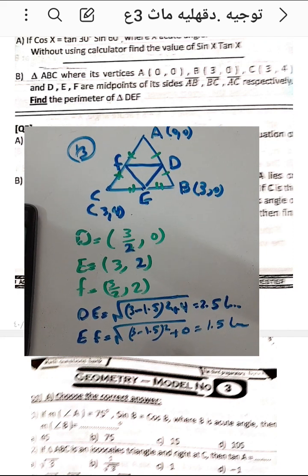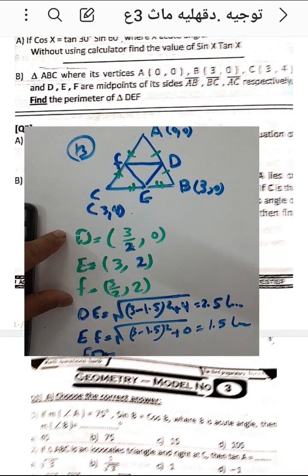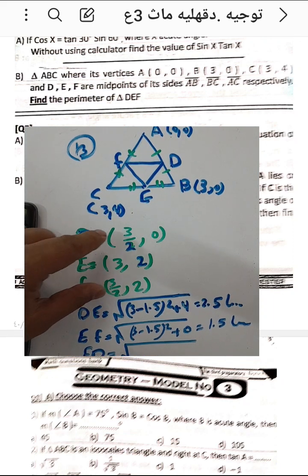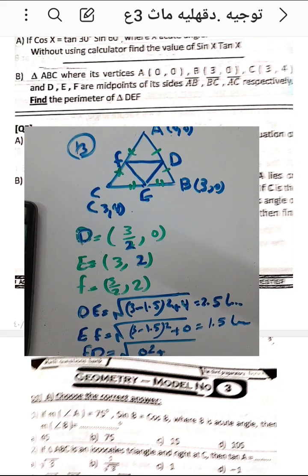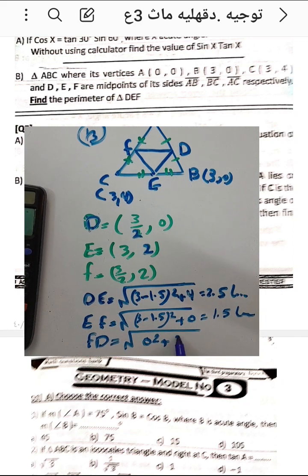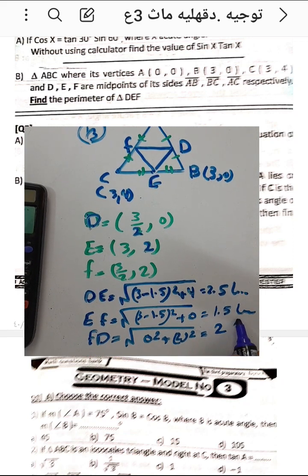And then the last one, we can find the length of FD here. The square root of the difference between the two numbers: 0 power 2, and 2 minus 0 equals 2 power 2. It will be 4. The square root of 4 will be 2 length unit.